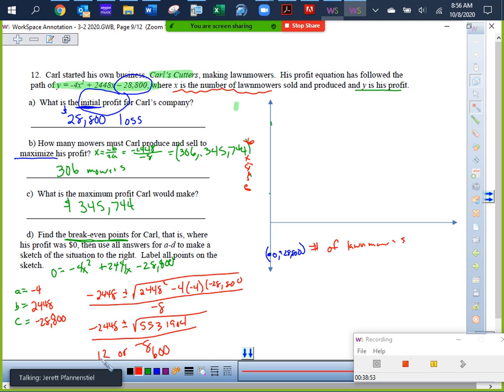I like these x-intercepts next. This is where he broke even. So one of them is really, really tiny, 12. That means after he sold 12 lawnmowers, he broke even again. You know, he started in the hole. He has to sell 12 lawnmowers, and now he's back to even. And then if he goes all the way over to 600 lawnmowers, it's going to break even again. So I'm going to put the 12, 0 right about here. I'm going to put the 600, 0 way over yonder.